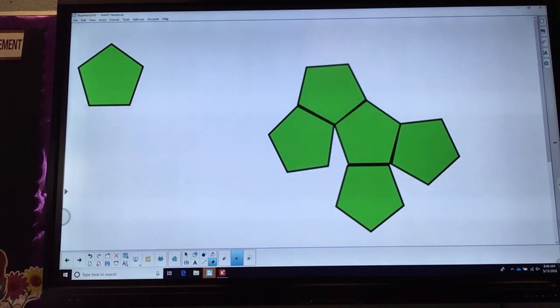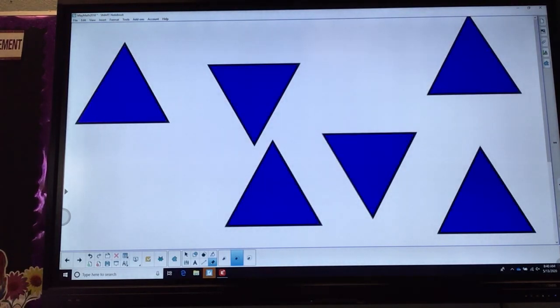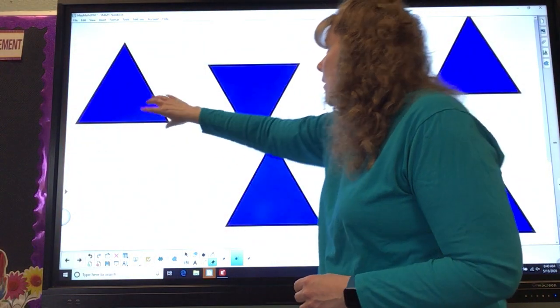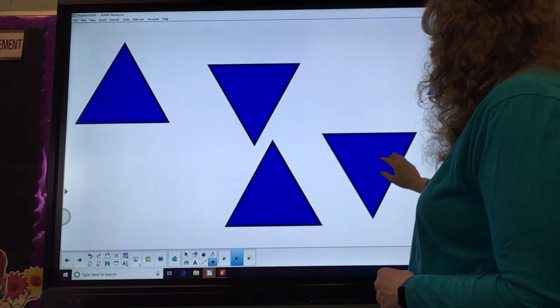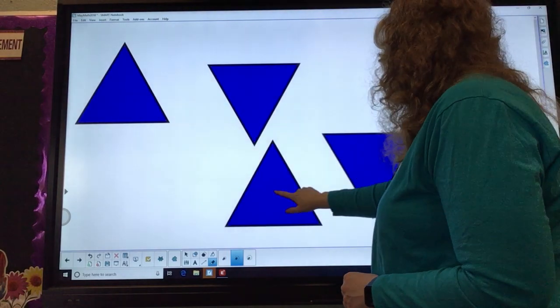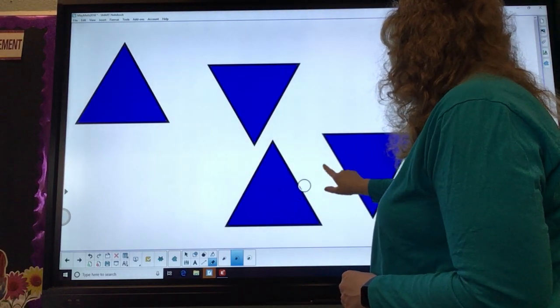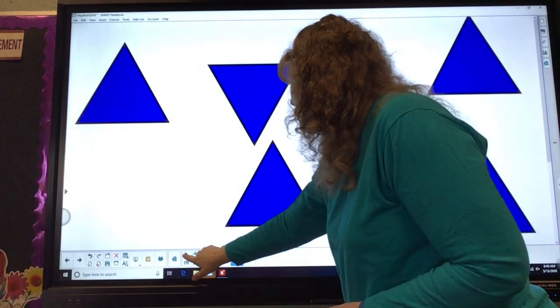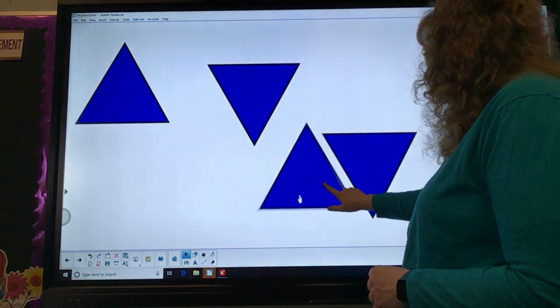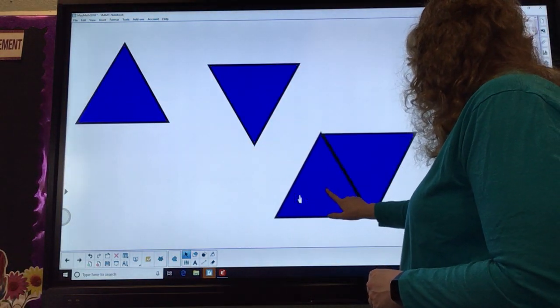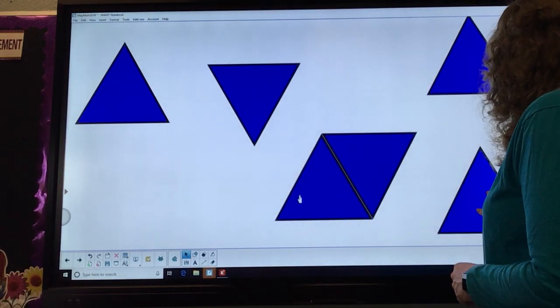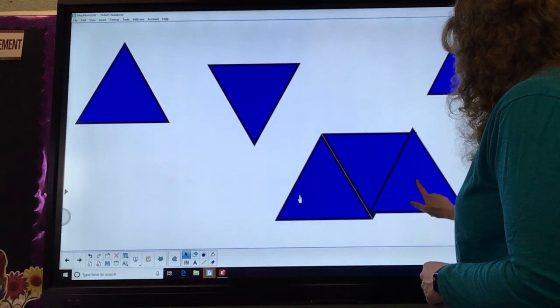But if we look at the next one, with our triangles, I took this original triangle, I turned it upside down, and now I can start moving these so that they fit together. Maybe. Oops, there we go. Okay, I can put that one there. I can move this one here.